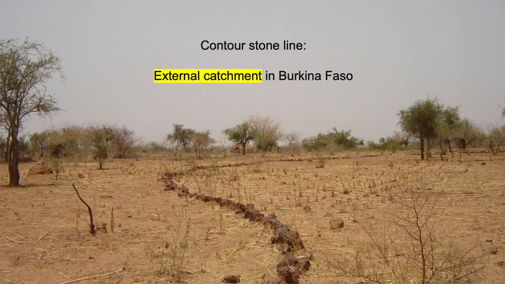I've mentioned stone lines in Burkina Faso already. They have the impact of slowing runoff from an outside catchment, and the water can then settle in the Zai planting pits.